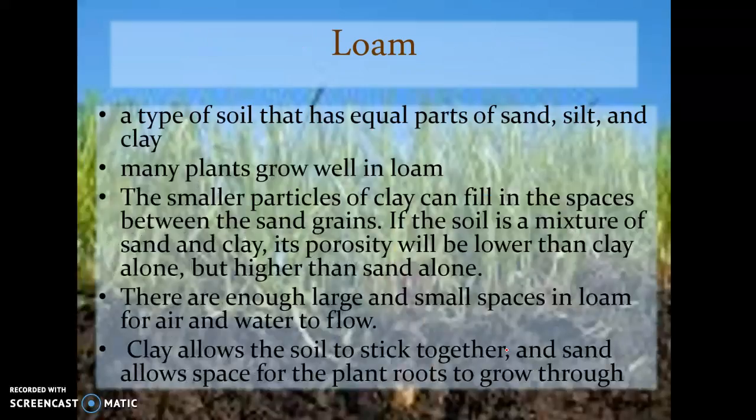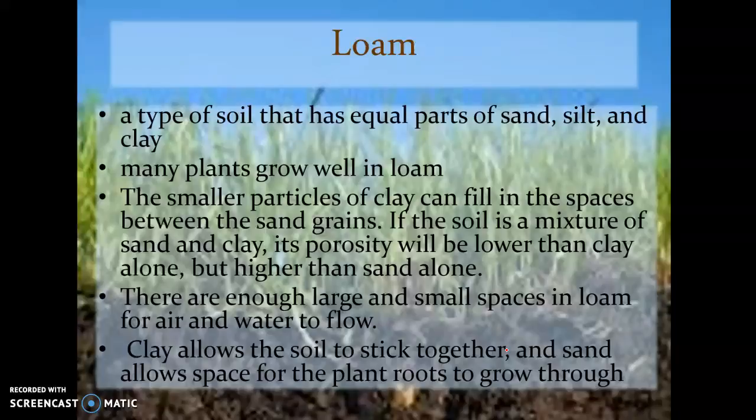So that leads us to the question, what type of soil is the best for plants? And the answer to that question is loam. Loam actually has sand, silt, and clay because the combination of the three allows many different plants to grow well. The small particles of clay fill in the spaces between the sand grains. If the soil is a mixture of sand and clay, its porosity will be lower than clay, but higher than sand. So it combines together to create the perfect soil.